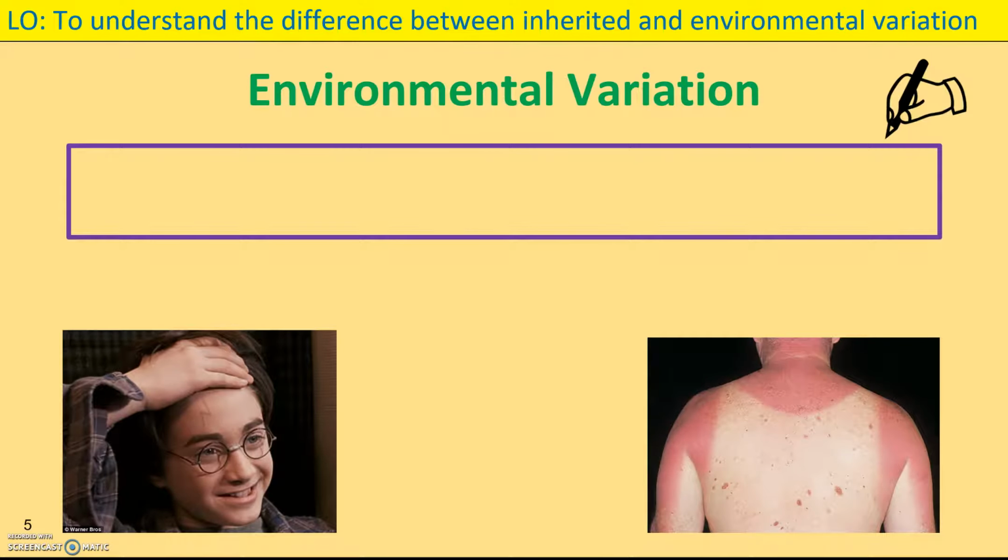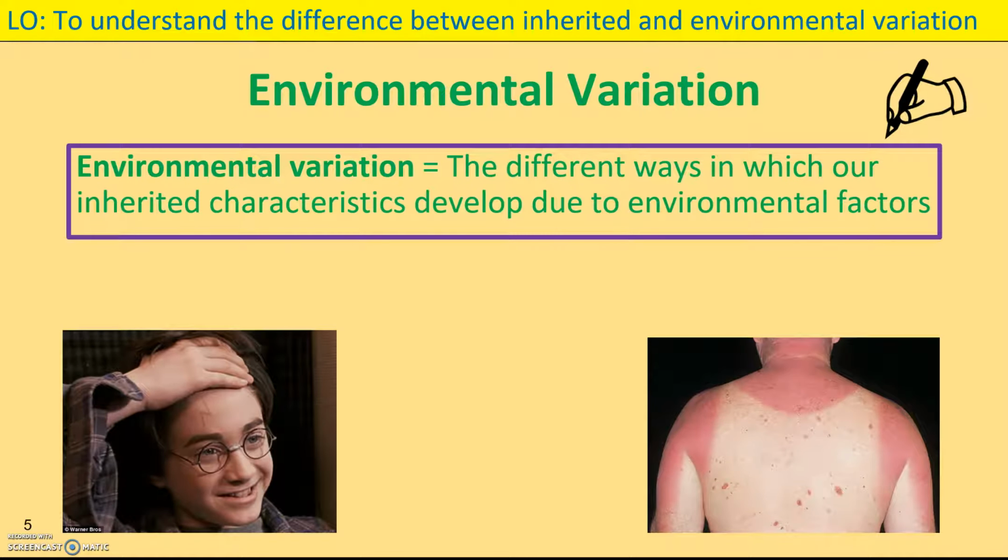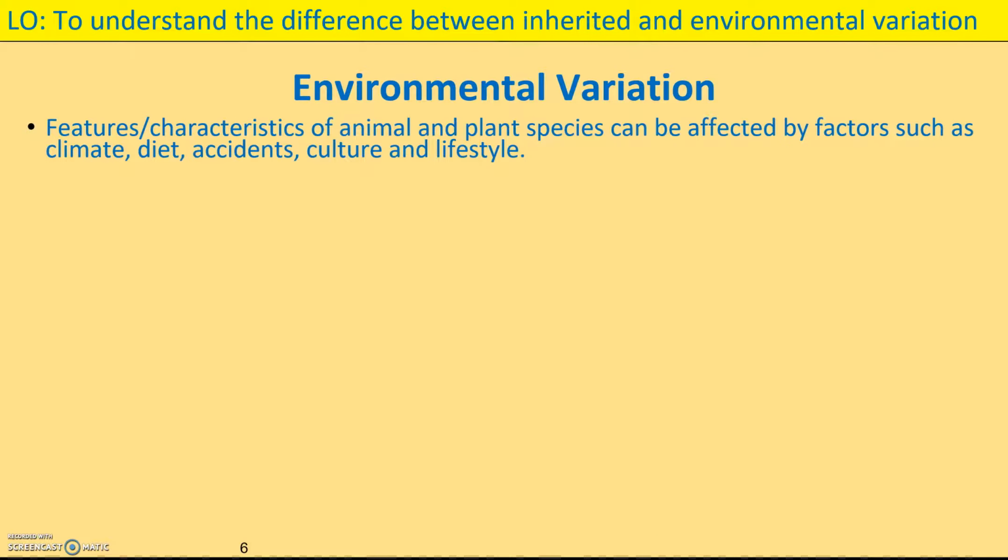So what is environmental variation? It is the different ways in which our inherited characteristics develop due to environmental factors. Stress, for instance, can result in nearsightedness or farsightedness and the need to wear glasses. Excessive exposure to sunlight can result in a different shade of skin tone. So, why is this? So let's look more closely at what environmental variation is.